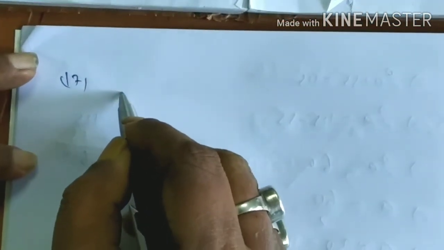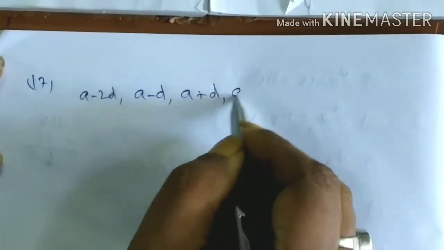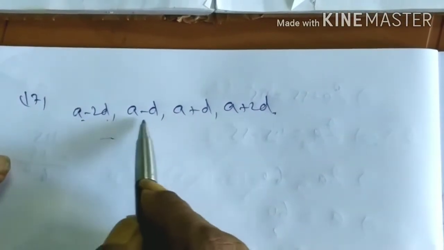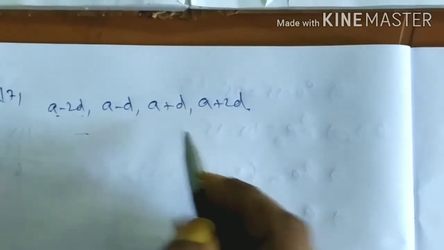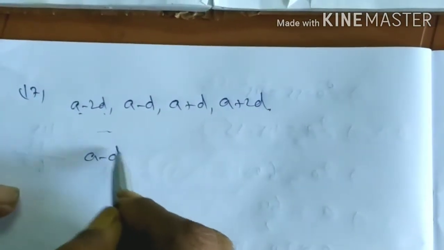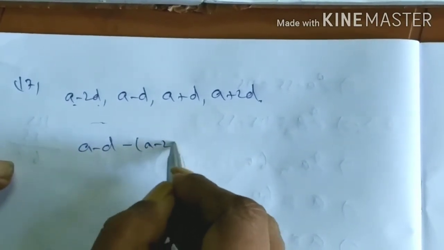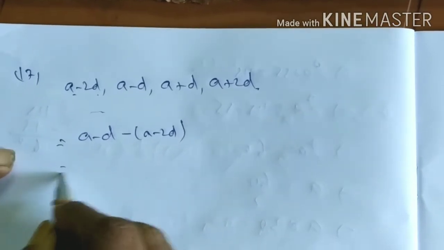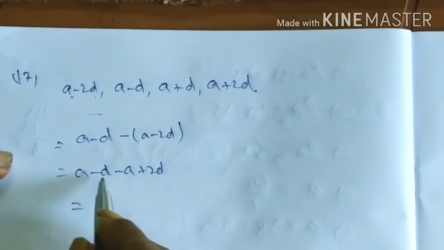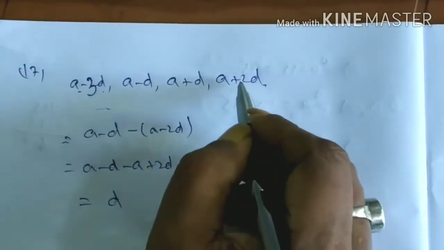are a minus 2d, a minus d, a plus d, a plus 2d. Here you see the difference between the consecutive terms. I just want to show you the difference between the consecutive terms. A minus d minus a plus 2d, so a cancels out, it is d. Oh, one minute, not a minus 2d, it must be a minus 3d.